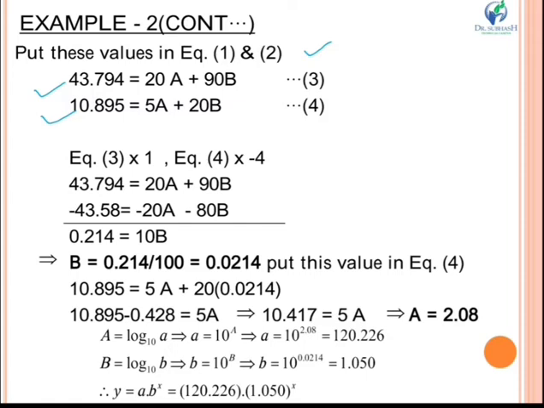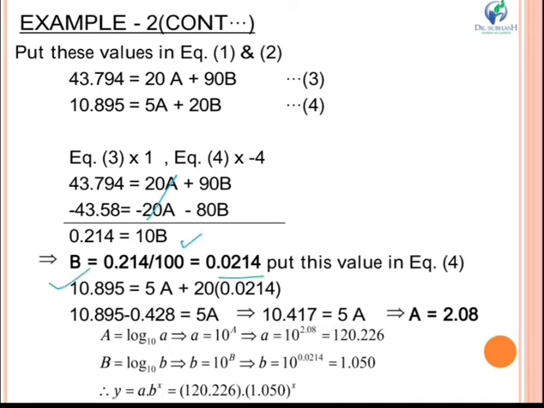Now again here I have to eliminate either A or B. So I will multiply equation 3 by 1 and equation 4 by -4. On doing this, I get these two equations. Now I will add these equations. On adding, A will be eliminated and I get my equation as 0.214 equal to 10B. This implies B equals 0.0214. Now I will put this value in equation 3 or equation 4. I am putting this value here in equation 4.